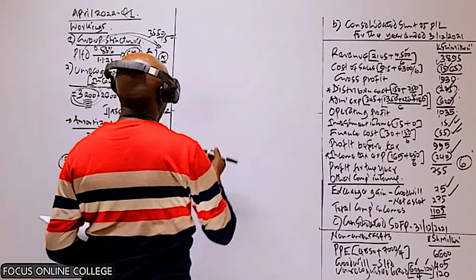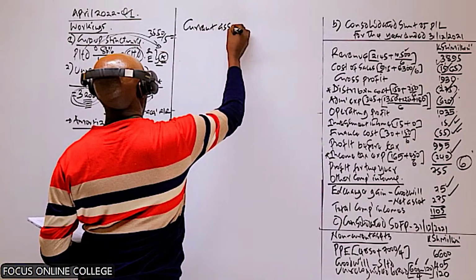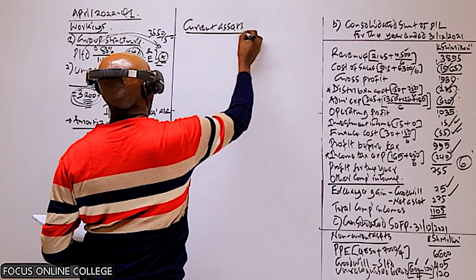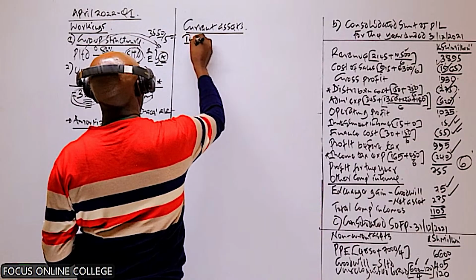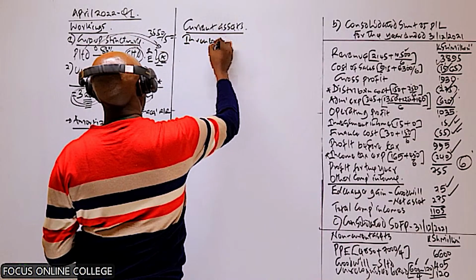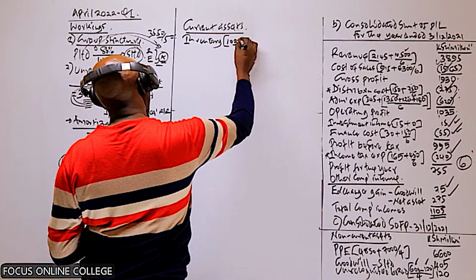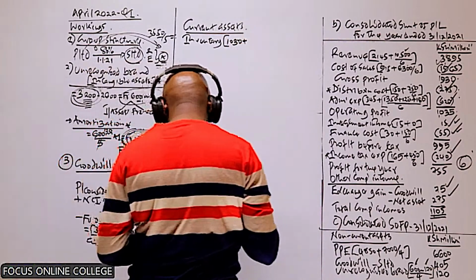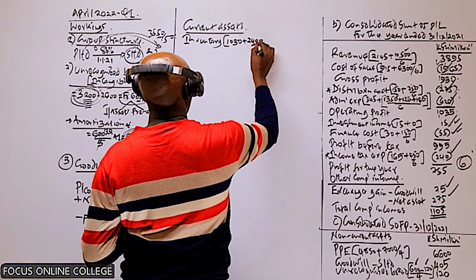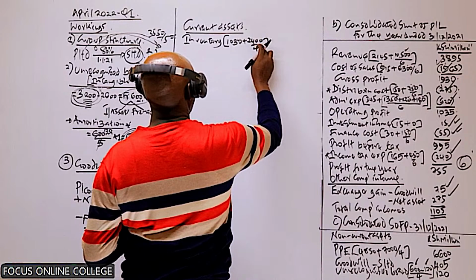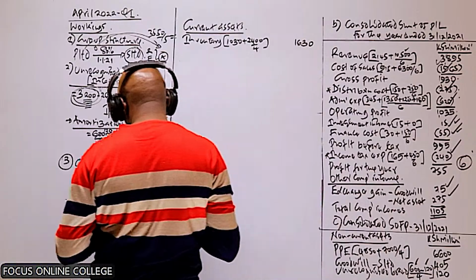Yes, so we record the current asset now. For the current asset, we have inventory. We take that of the parent, which is 1030, plus that of S, which is basically 24. We divide this with 4. That will give us 600. That will give us 1630.